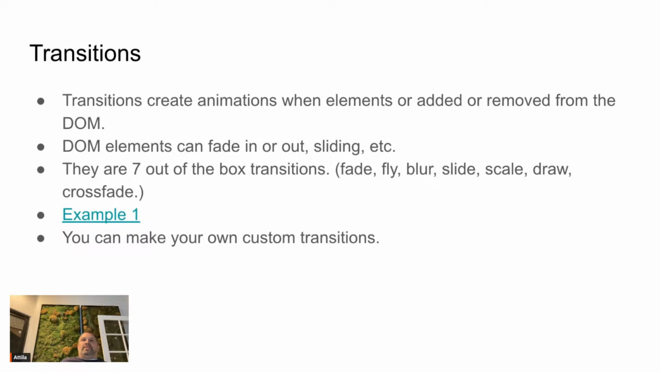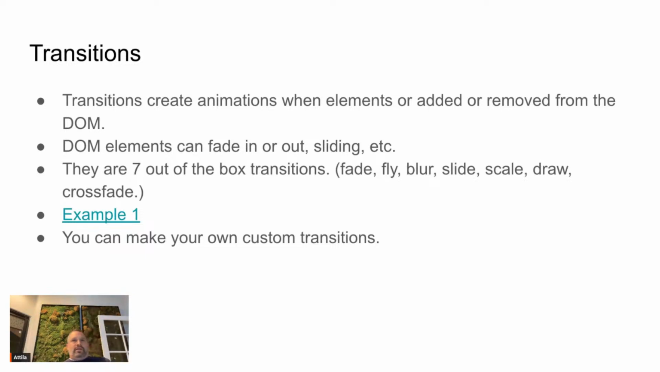So a typical use case might be when an element is added or removed from the DOM. There's basically 7 types of transitions, but let's just say you're deleting something from a list. If you don't have a transition, it just automatically goes from being there to not being there. If you add a transition, and the different ones, fade, fly, blur, you can read all the examples there, it gives it an effect.